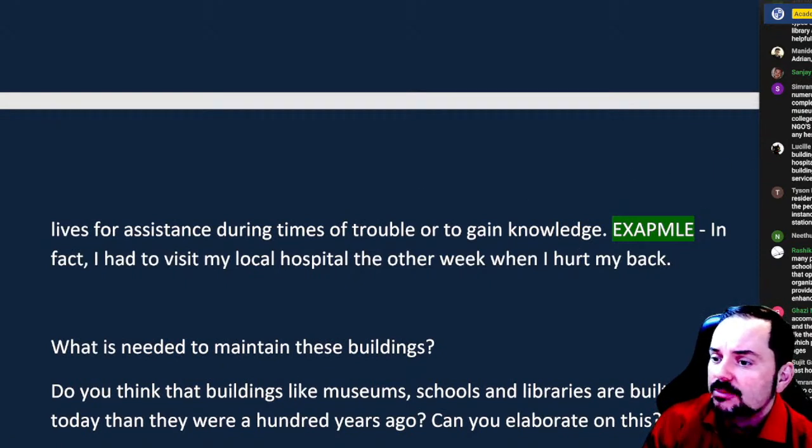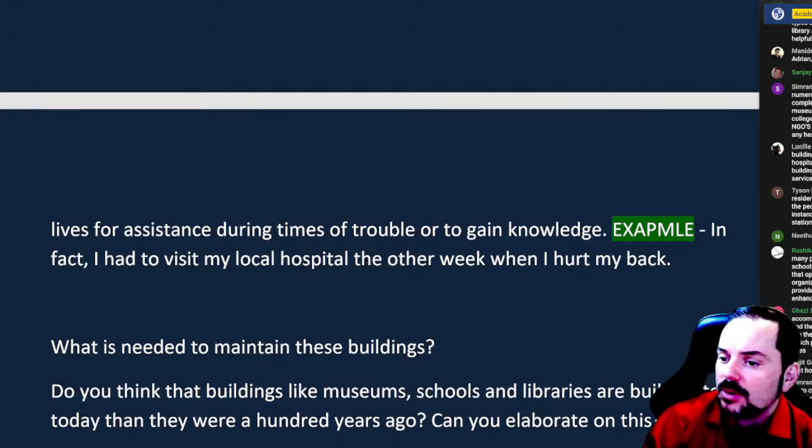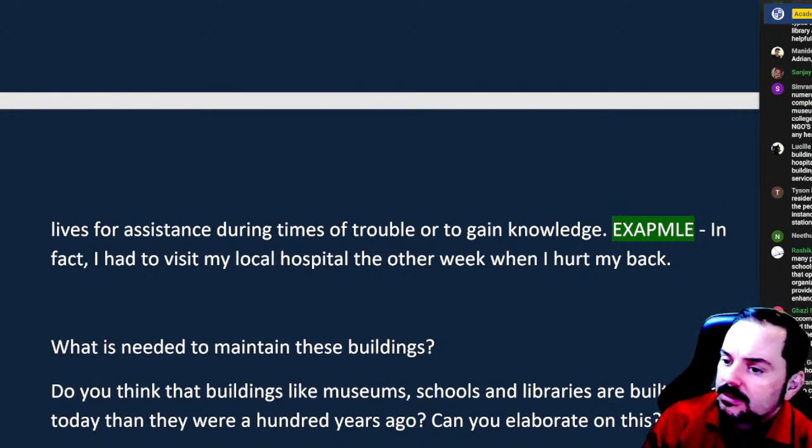So Simran says, I think there are numerous buildings that are completely open for public, like museums, banks, schools, colleges, libraries, and hospitals, NGOs, where people can go without any hesitation. Okay, that answers the question. It's good, Simran. Throw in a why, okay? And why answer? Why are these open? Why are they available? What's the reason?